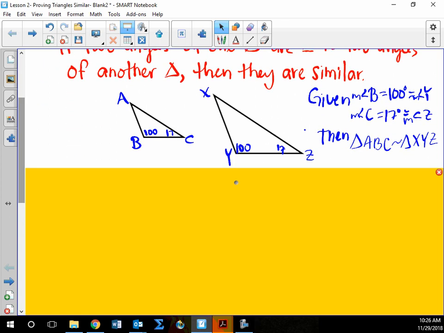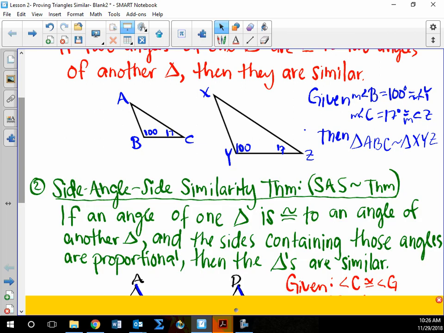is called the side angle side similarity theorem, and the smart board's going to catch up. Maybe. There we go.